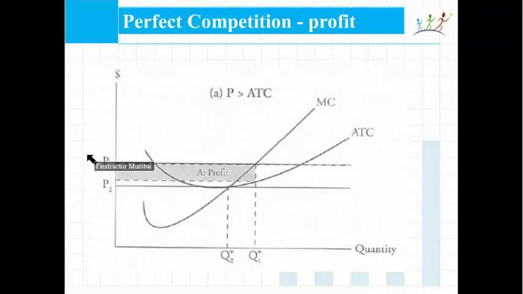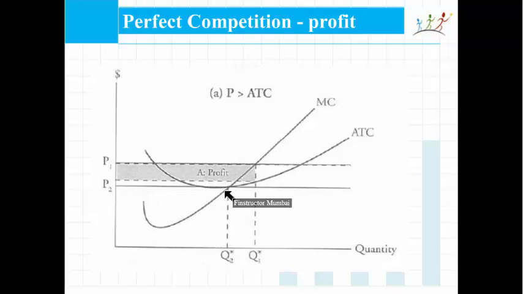Let's see how we would represent this graphically. Let's assume we were at the level of P2. So P2 is the market demand curve. The price that the market is giving is P2, and this is where the firm is operating. The first curve that we will plot is the marginal cost curve.